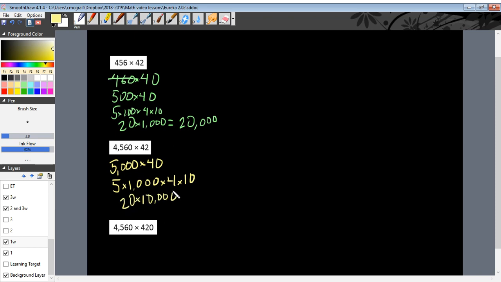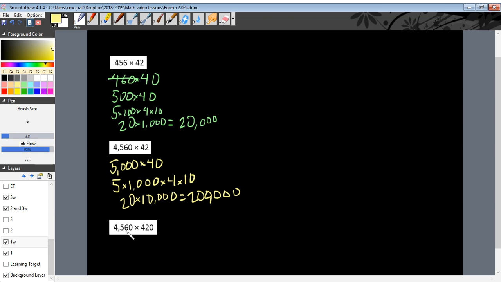So now my product is going to be 20 times 10,000, which is 20 with 1, 2, 3, 4 zeros after it, which is 200,000. So I was able to estimate this to 200,000 without using the standard algorithm.